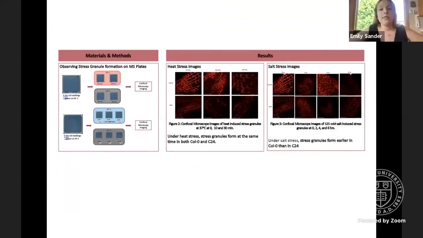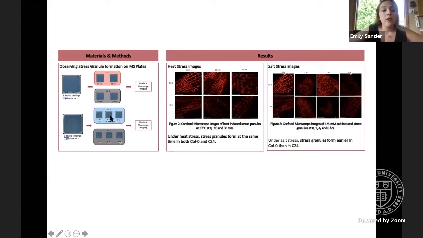So my first project was to look at stress granule formation on MS plates because we wanted to also monitor root growth. So I just wanted to repeat the experiment that Dr. Saluja performed in liquid culture on MS plates. So I took 6-day-old seedlings and put them in 37 degrees Celsius for either 10 or 30 minutes, and then took confocal microscopy imaging of the seedlings. And what we found was that in 30 minutes, both C24 and Columbia formed stress granules.